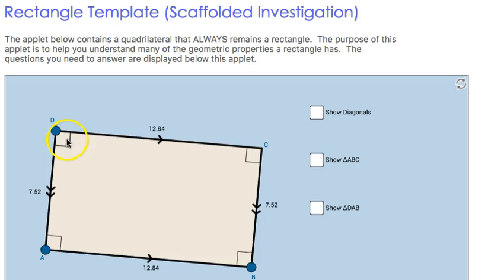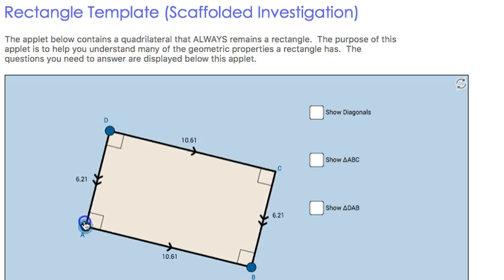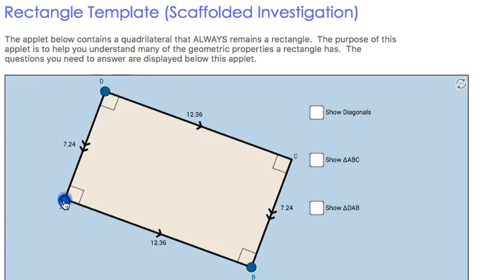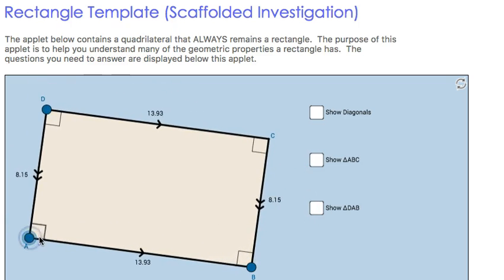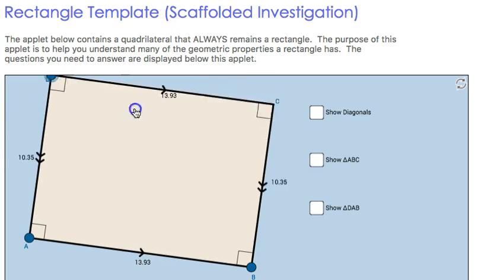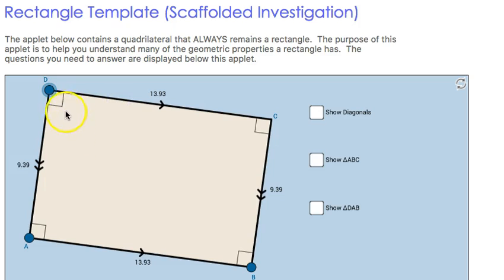So remember, if we're having a rectangle, we know that each of these angles must be 90 degrees. So no matter what we do, as you see here, as it turns and turns, all these angles are still 90 degrees. And the parallel sides remain parallel, even as I move them. But also notice as I'm moving them, even the side lengths remain the same, because they still have to be congruent. So just as this side length is 13.93, this one's 13.93.